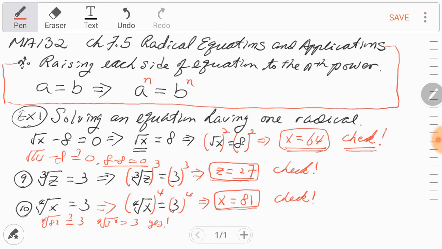So when we solve a radical equation, we always have to check the solution. Plug in the solution into the original equation, and make sure that it is true.